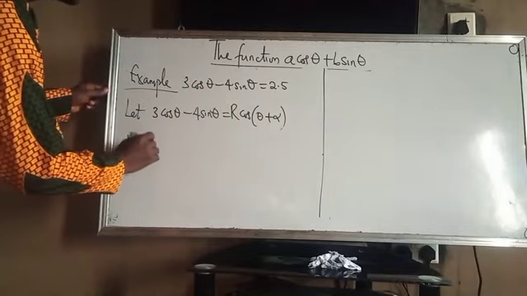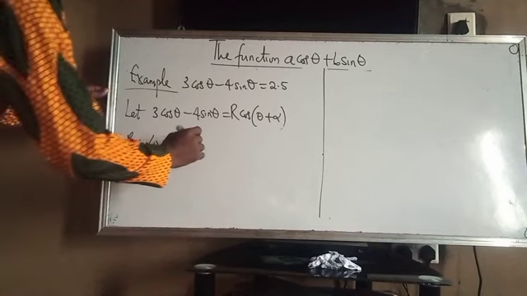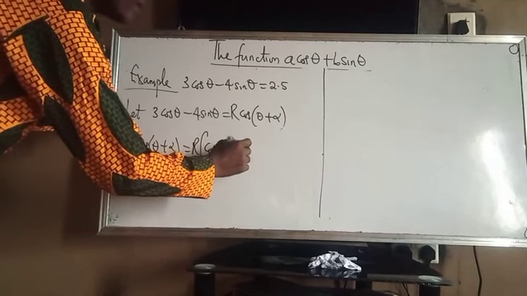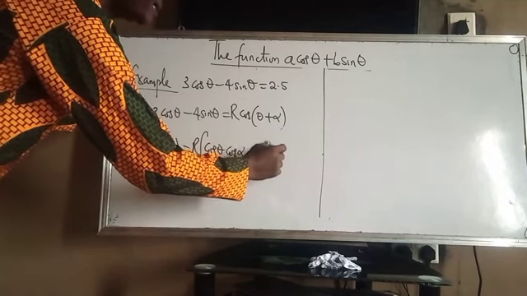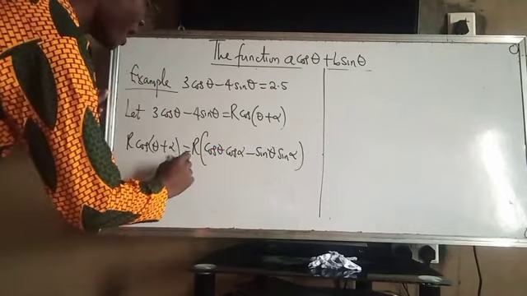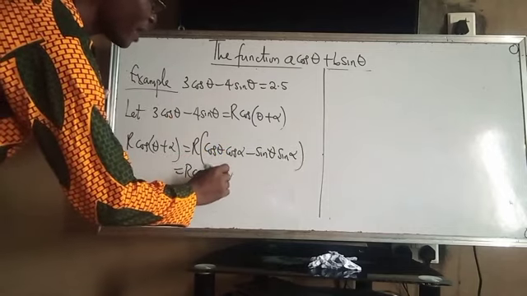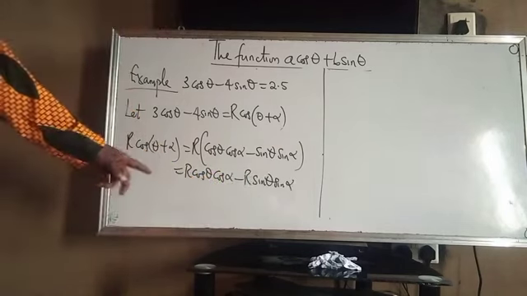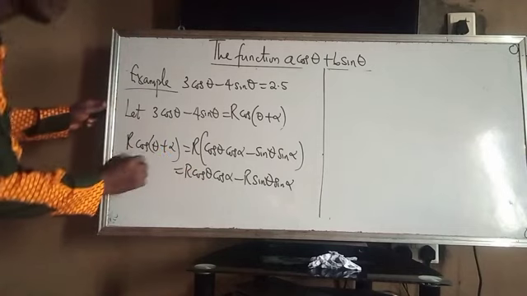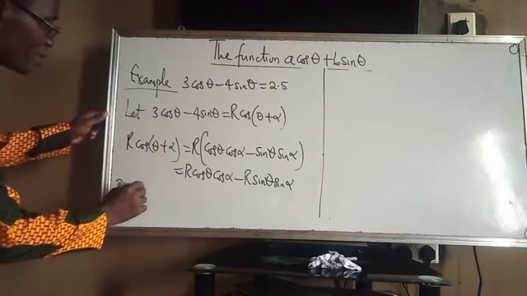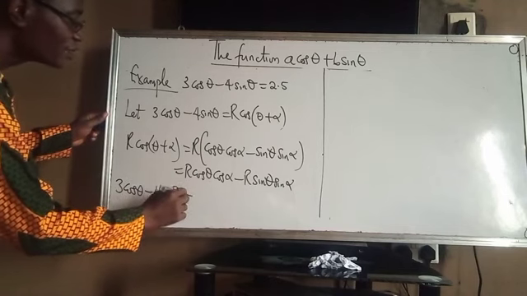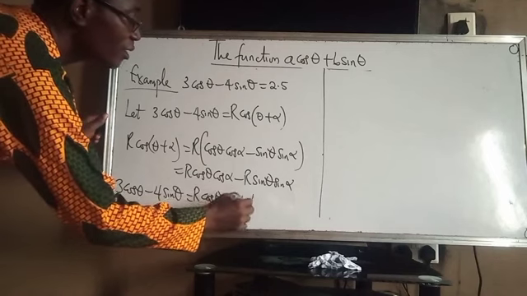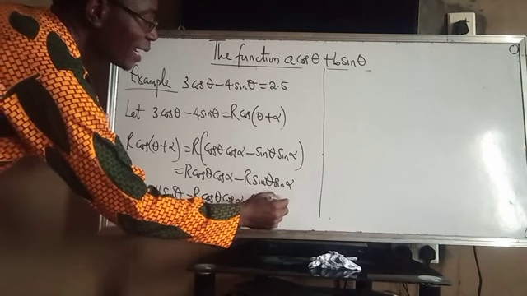So by the time I expand this now, you have what? R cos theta plus alpha will now be equal to R into cos theta cos alpha minus sine theta sine alpha, which equals R cos theta cos alpha minus R sine theta sine alpha. Now comparing this with what you have here: 3 cos theta minus 4 sine theta is R cos theta cos alpha minus R sine theta sine alpha.